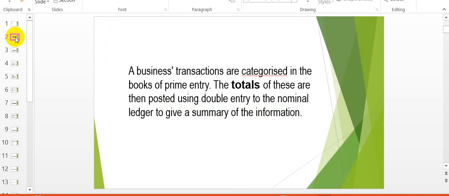A business will undertake some transactions, and these transactions will be recorded in the books of prime entry. At the end of a certain period, these totals in the books of prime entry are then posted to the nominal ledger using double entry to give a summary of the source documents which have been recorded in the books of prime entry.